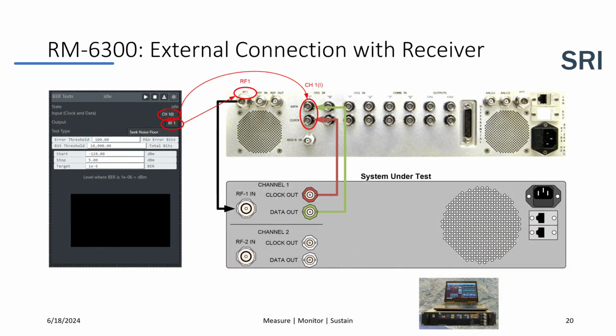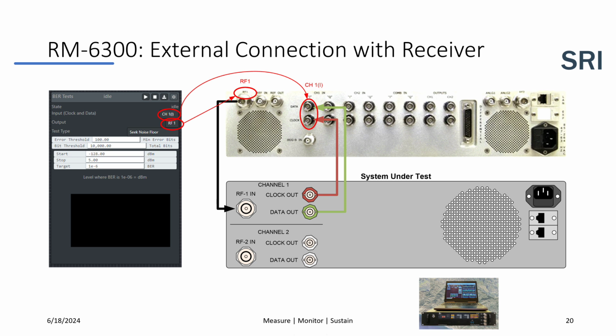The RM6300 external connection with the receiver. This is a typical way to connect the RM6300 to a system for BER measurements. The RM6300 RF output is connected to a receiver's RF input. The receiver's recovered clock and data outputs are connected to the simulator's clock and data inputs.